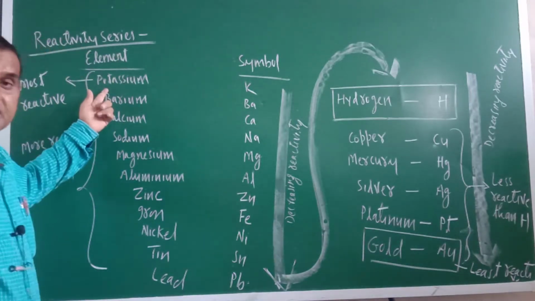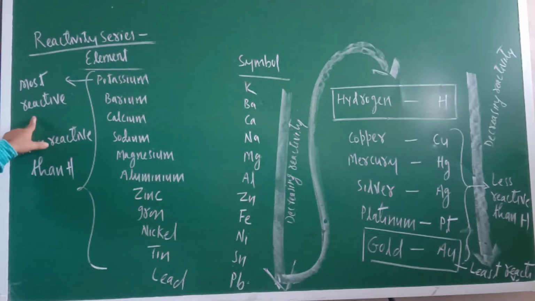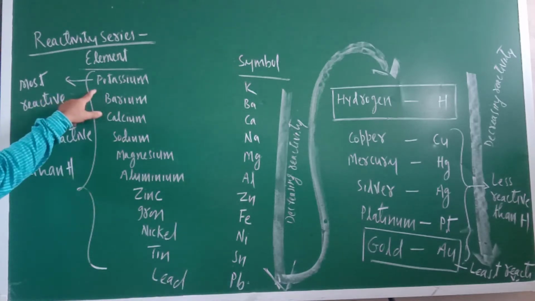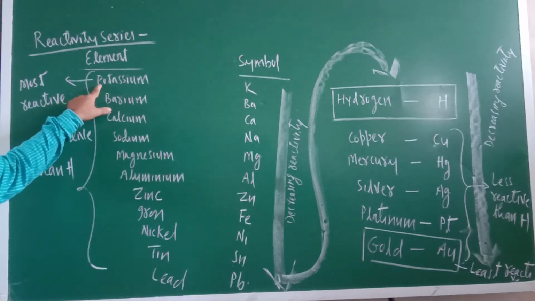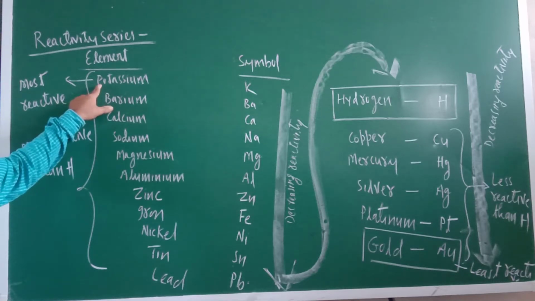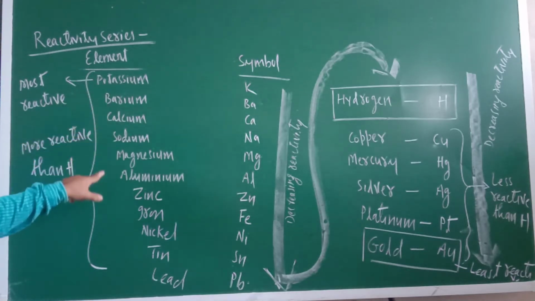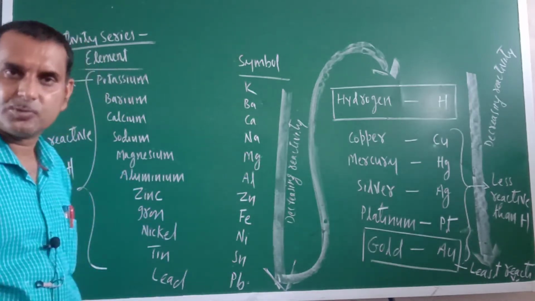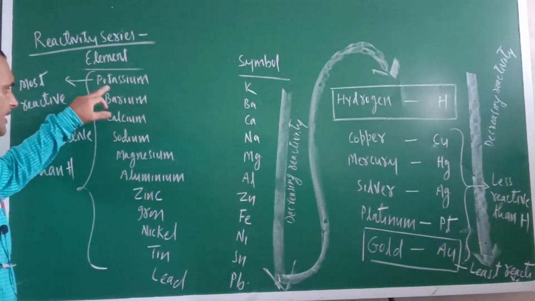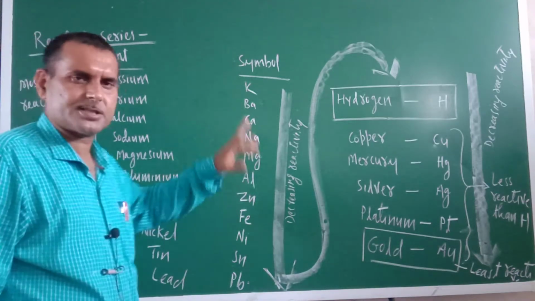Here potassium is the most reactive metal. That is why it is at the top. And what is the meaning of most reactive metal? It means potassium can displace all other metals from their salt solution. Potassium can displace barium, calcium, all these.